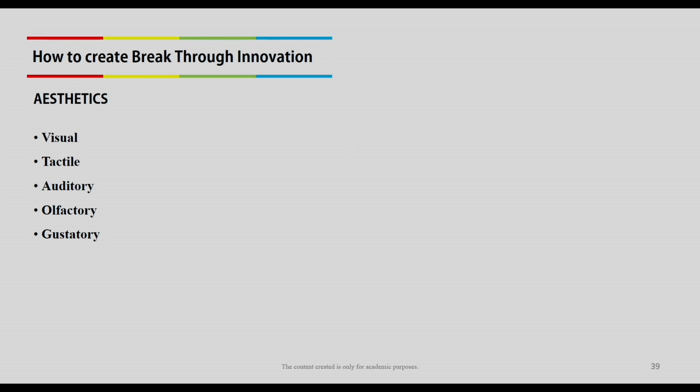Next is aesthetics. Aesthetic attributes are visual, tactile, auditory, olfactory and gustatory. The visual form must relate shape, color and texture to the context of the product and the target market. Sometimes visual form and color must consider religion, gender and age group also. The physical interaction of the product is considered under the tactile attribute.